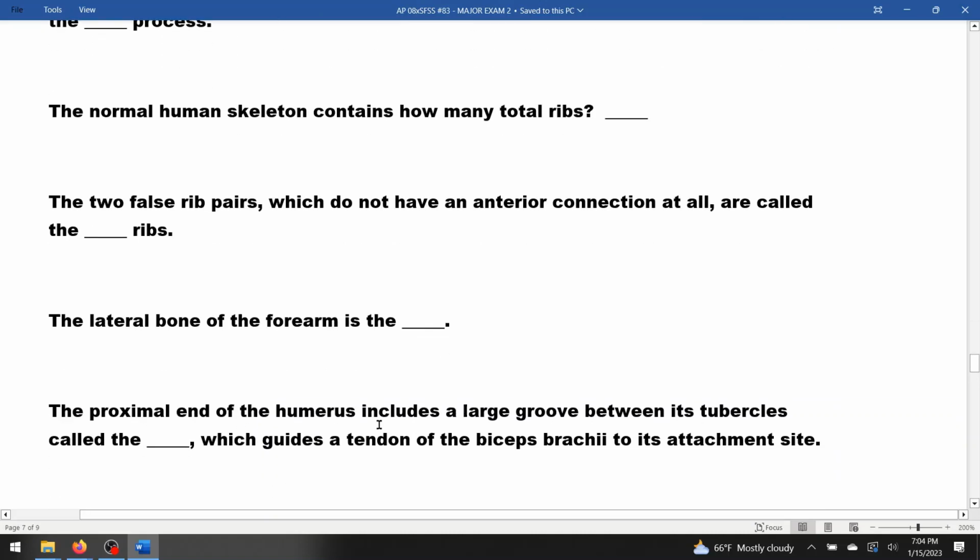The proximal end of the humerus, that's the one closest to the head, up where the shoulder would be, includes a large groove between its tubercles, called the blank, in which a tendon of the biceps brachii attaches. Well, it's in between the tubercles, so it's called the intertubercular groove, or some people call it the bicipital groove.